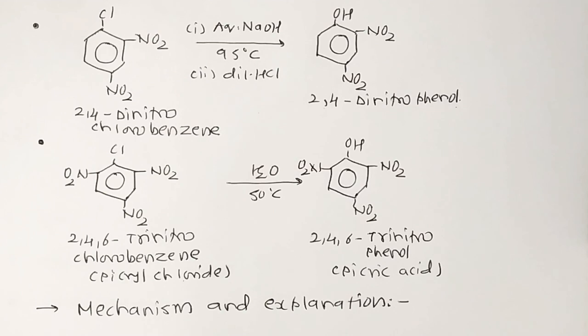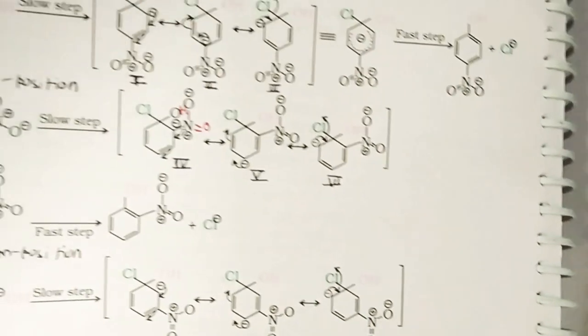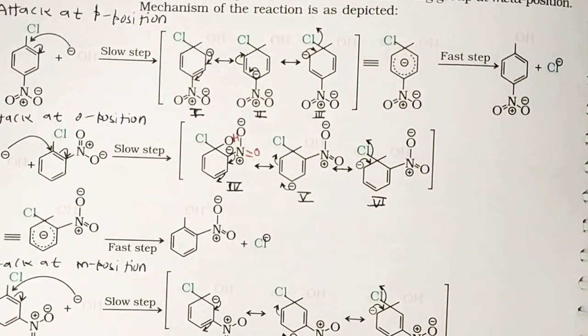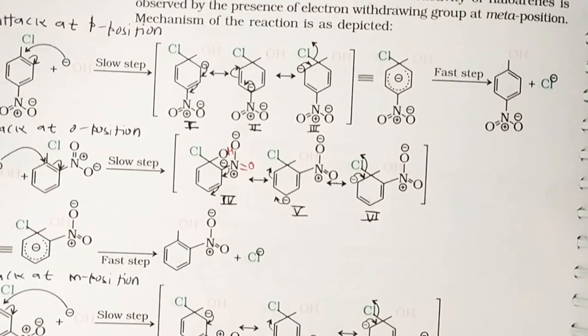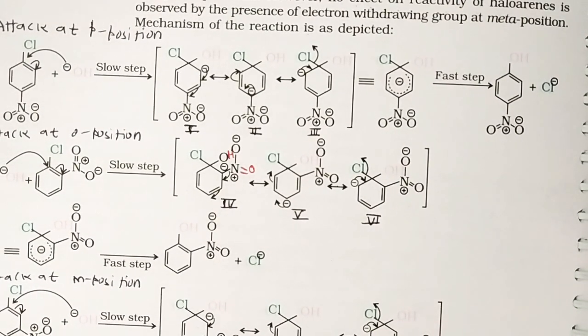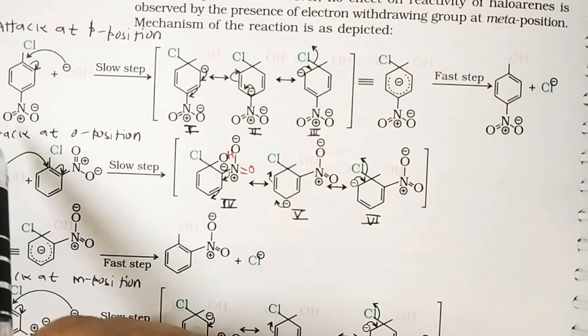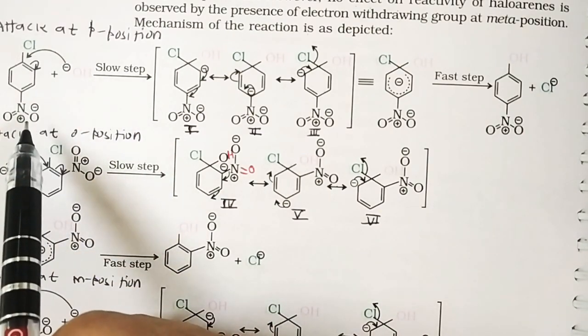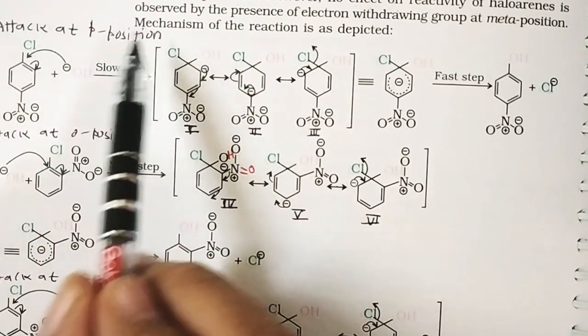So what is the point? Why do electron withdrawing groups at ortho and para positions activate the halogen towards nucleophilic displacement reactions? We have to understand that with the help of a mechanism, because your textbook gives such data. First you have to observe ortho. This is the para position, because the attack is at the para position.